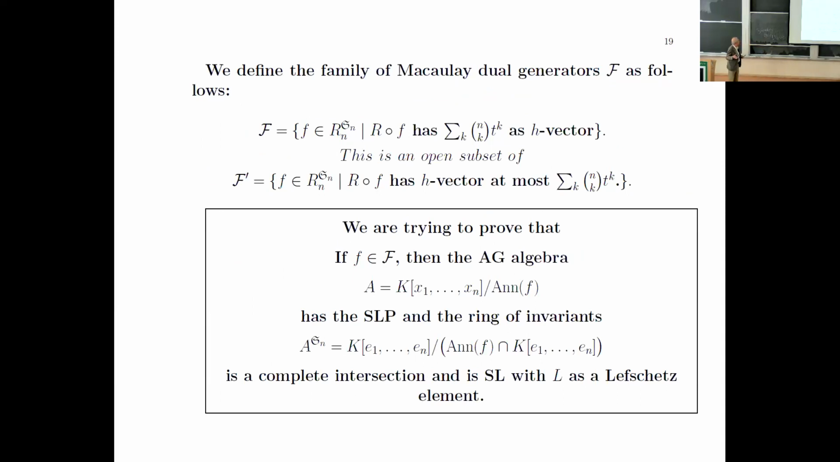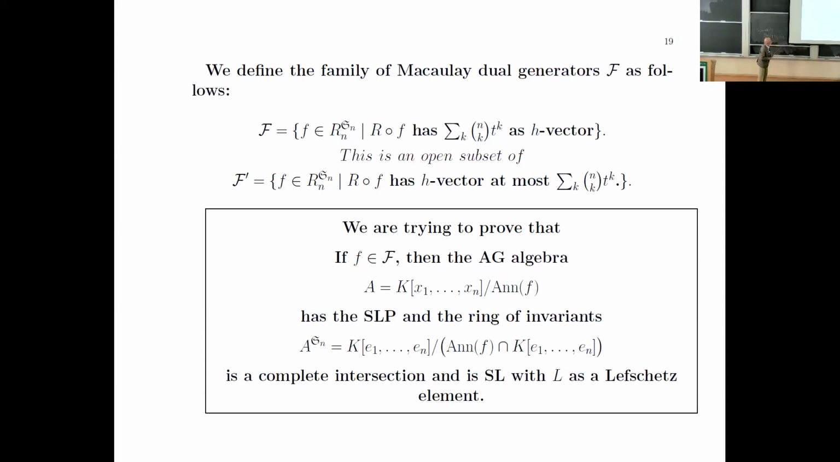These considerations made me define this family, F and F prime. F is a family of n-ics which has the same Hilbert function as a CI. And F prime is almost the same as F, but the Hilbert function for the space is at most the Hilbert function for a complete intersection, less than or equal. That's the difference between F and F prime.